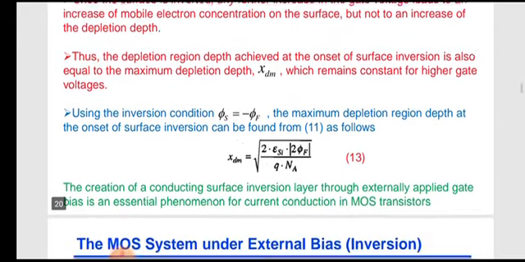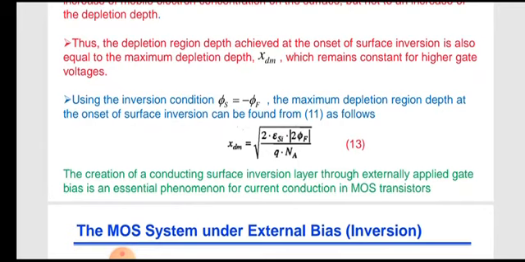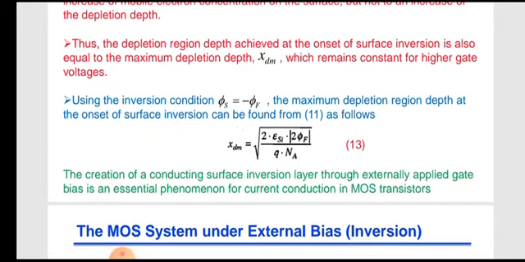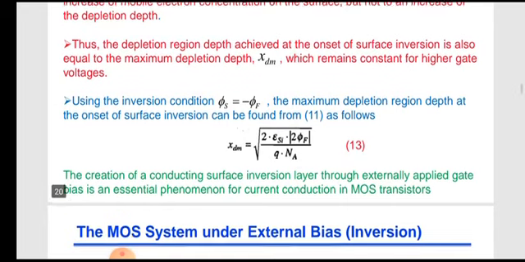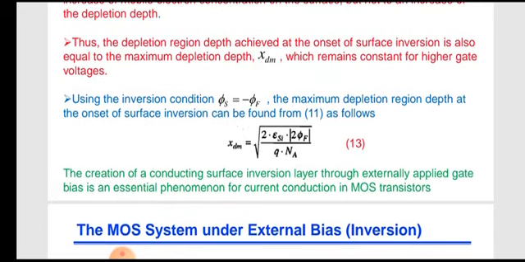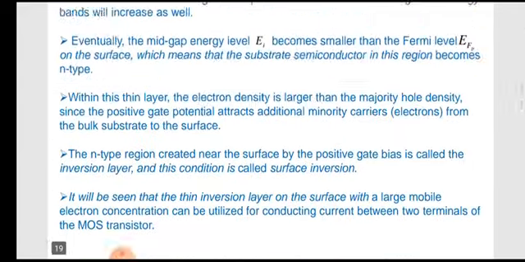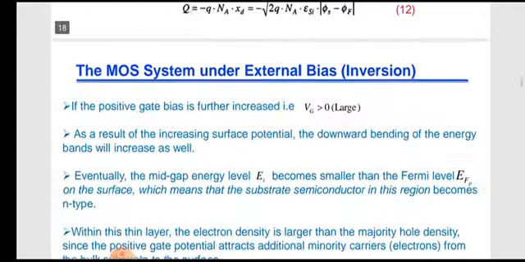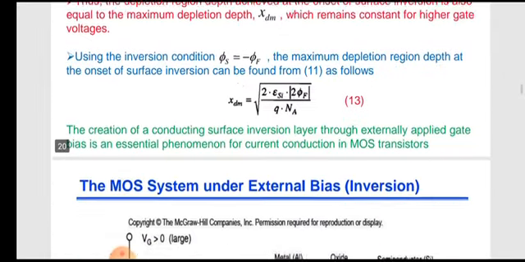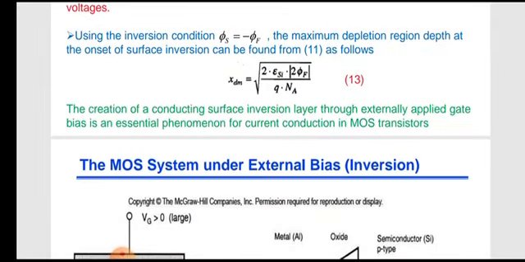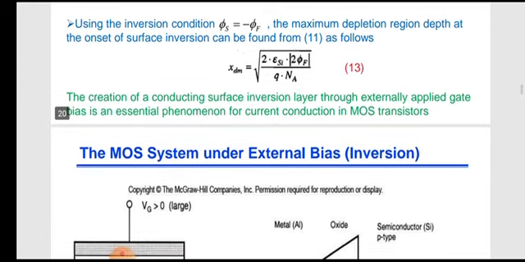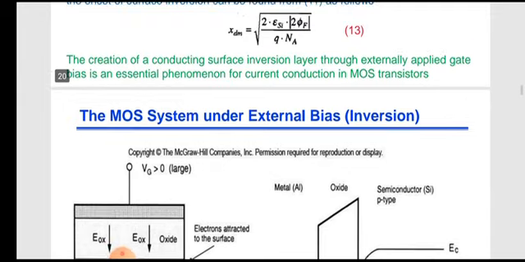So using the inversion condition, that is phi s is equal to minus phi f, the maximum depletion region depth at the onset of the surface inversion can be found from equation number 11. We can see here xd, so xdm is equal to this.